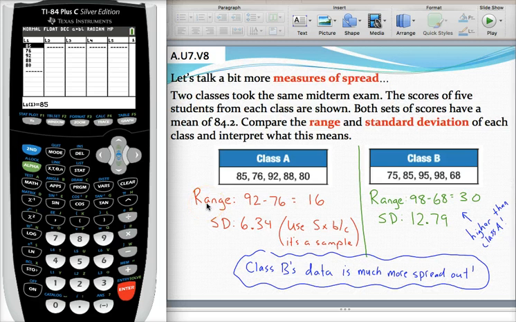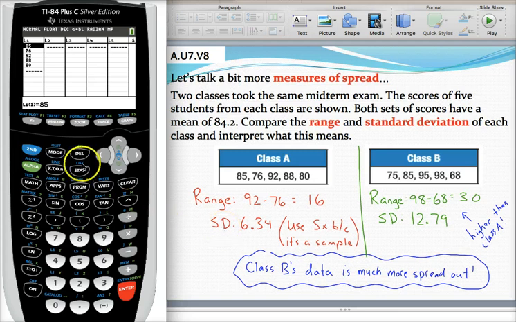So range is not something the calculator will give us when we run our statistics, but range is really easy to find. Just take your high value and subtract your low value. I've done that for each of these. And I can see right away the range of Class B is much higher. It's got a range of 30, a difference between the high and low of 30 points, versus only 16 points in Class A.